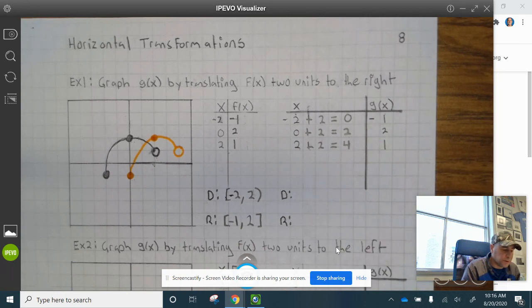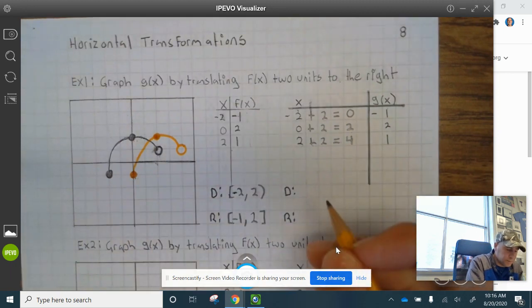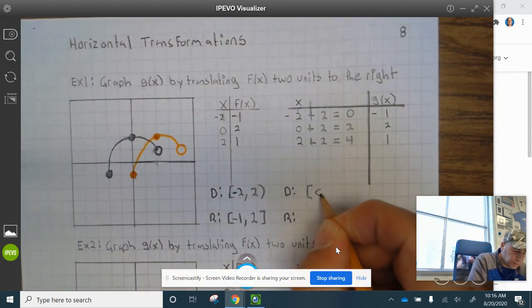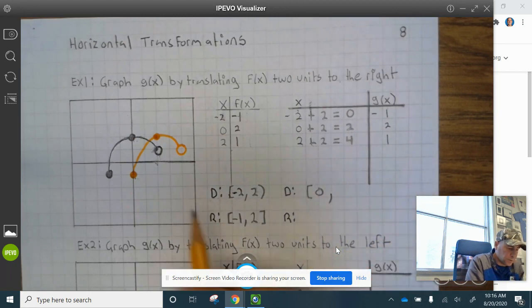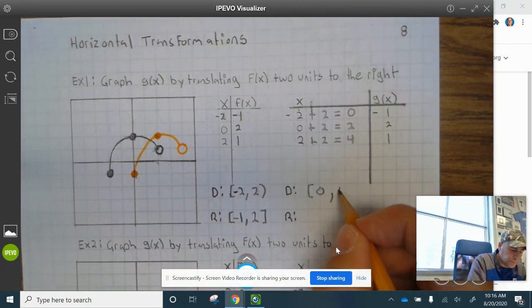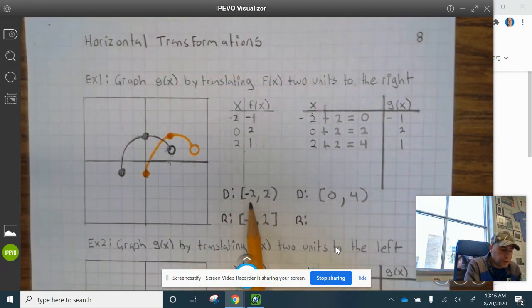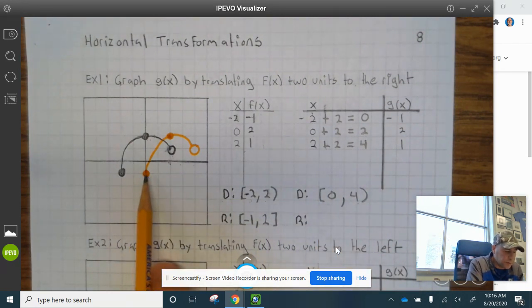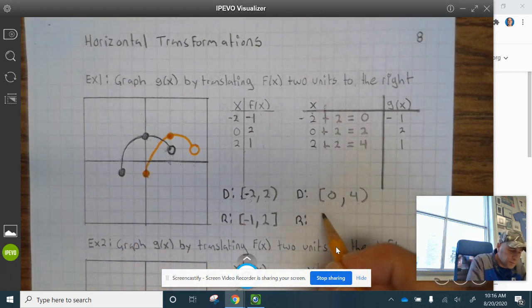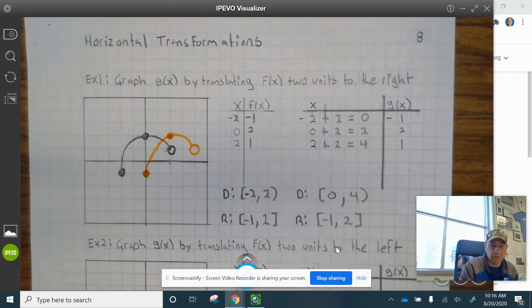Now let's look at what that effect had on the domain. Well, now you'll notice the domain is bracket 0 to 1, 2, 3, 4. Oh, I'm sorry, that's parentheses because it's open circle. So you can see here that it moved both of these values 2 units to the right. Okay, but if you look at the range, it's still bracket negative 1 to 2. The graph only moved to the right. So it affected the domain, but it did not affect the range.